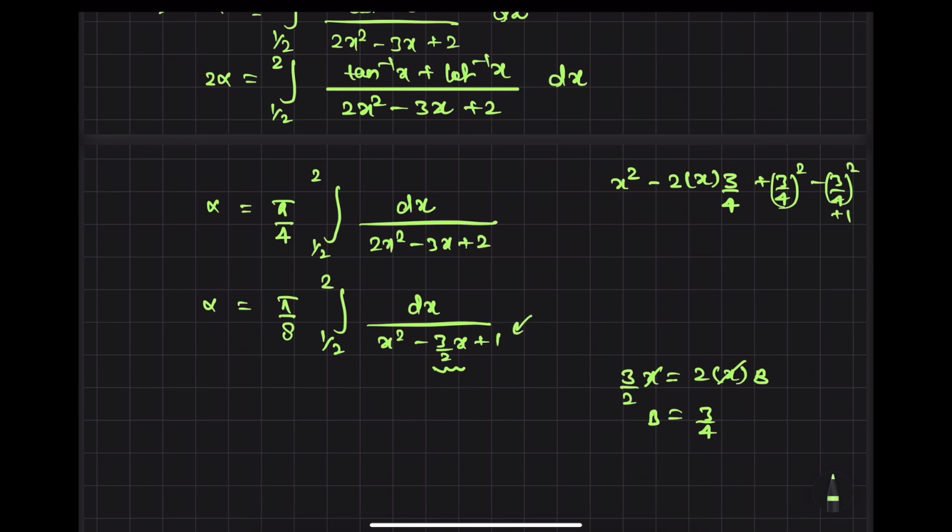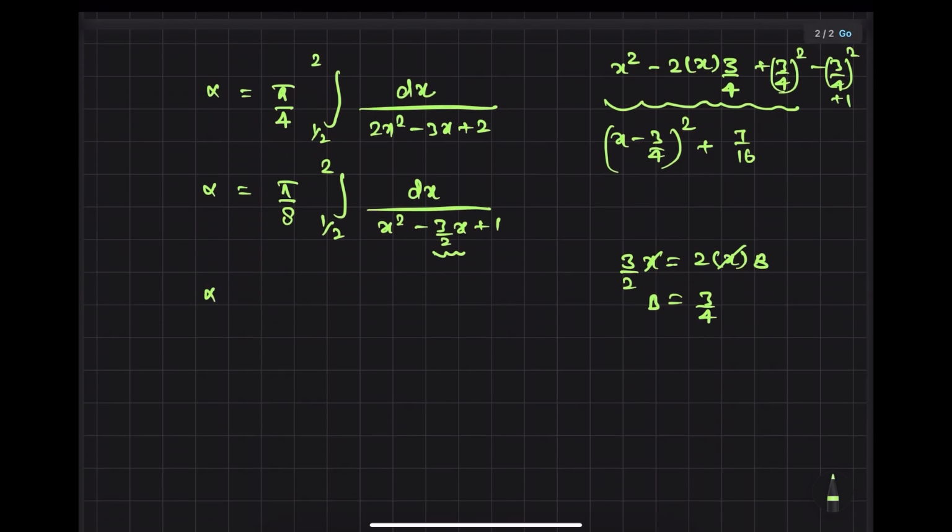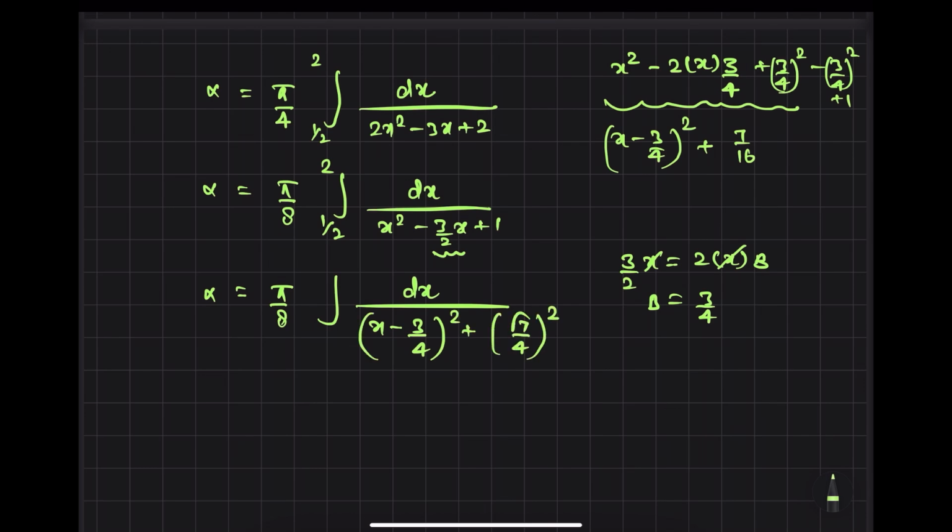this 1. Okay. Now can I write these three things as x minus 3 by 4 whole square? Now there we will be having 9 by 16. So 16 minus 9, 7 by 16. Can I write this thing? So we did that completing the square method. So alpha becomes pi by 8 integration from something by something dx by x minus 3 by 4 whole square plus root 7 by 4 whole square.